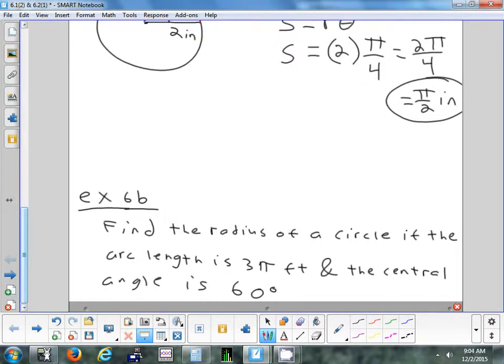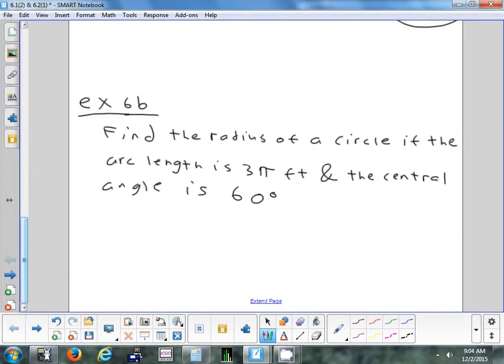Okay, this one's a little different. What's it asking me to find this time? Radius. Okay, so I'm not going to know R. So if I'm not going to know R, they've got to tell me the other two things. They said the arc length is 3 pi, and the central angle is 60 degrees.